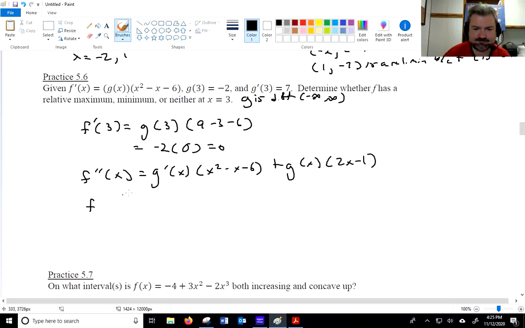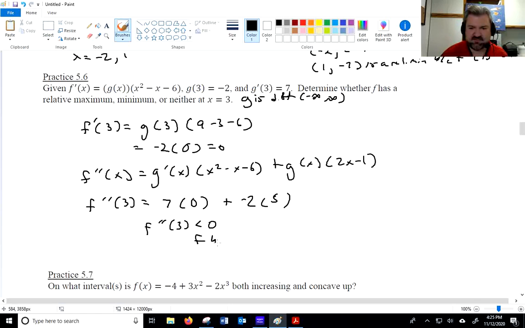So let's figure out what f double prime of 3 would be. Well, g prime of 3 is 7, and we already know that that's 0, so that didn't really matter. And then g of 3 is negative 2. And then 6 minus 1 is 5. So this is clearly a negative number. So f has a relative max at x equals 3.